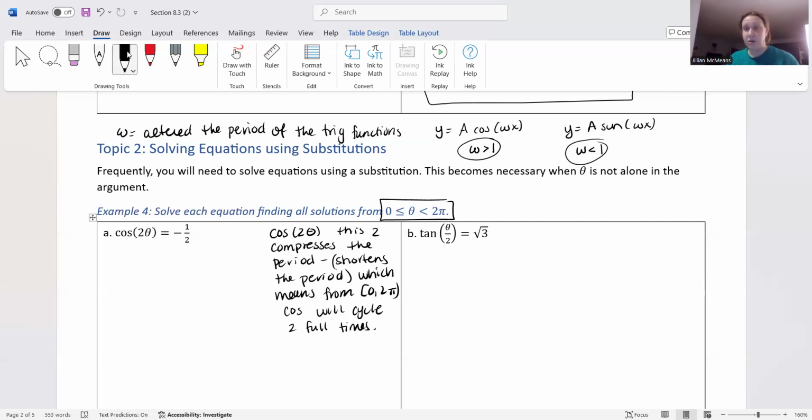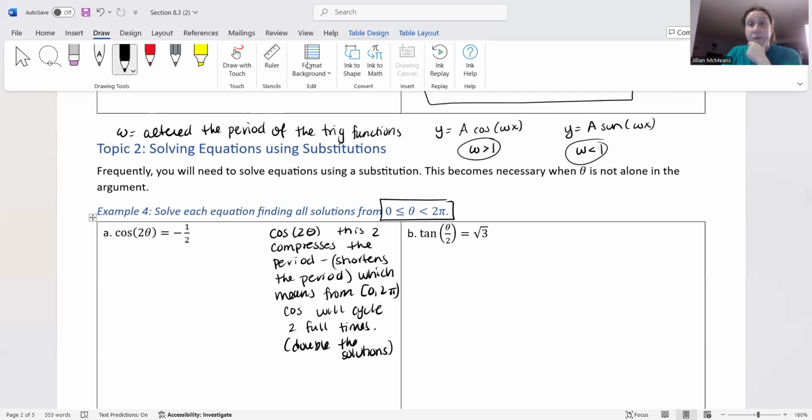Well, if we're looking at the unit circle, we can see that just looking at the unit circle with just a plain old theta, we're going to find cosine equals negative 1/2 for 2 different values of theta. Well, if from 0 to 2 pi, cosine is going to cycle more than once, that means I'm going to get more than 2 solutions. So essentially, this is going to double the solutions. So we're going to get double the number of angles that are going to have that same ratio in a certain time period, okay? Or in a certain distance, we'll say.